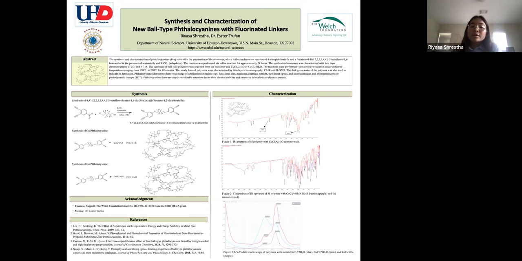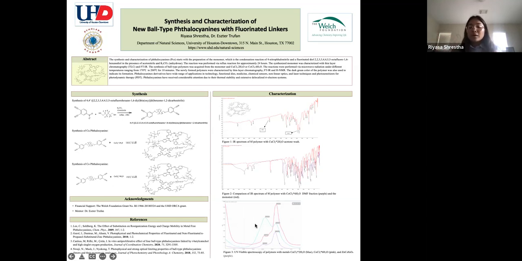And the second characterization technique that I used was the UV visible spectroscopy. In figure 3, you can see the UV visible spectroscopy of the ball type phthalocyanine with 3 different metals. The blue one is with the copper chloride, the pink one is with the cobalt chloride, and the purple is with the zinc acetate. The zinc acetate sample was from a past student. I just wanted to compare them with my sample.